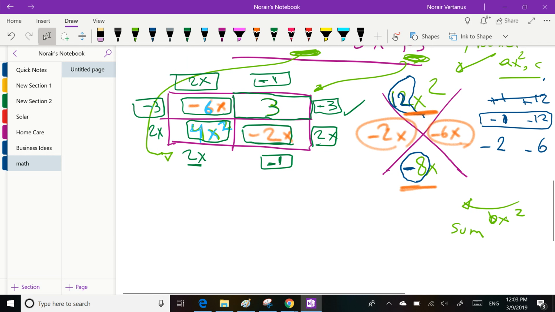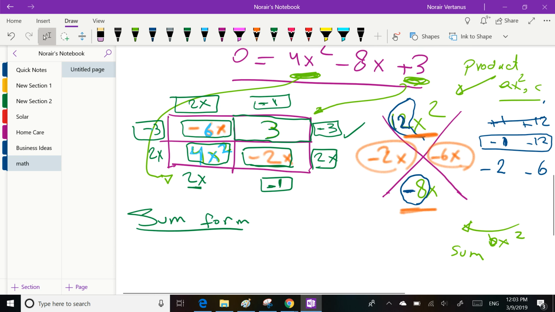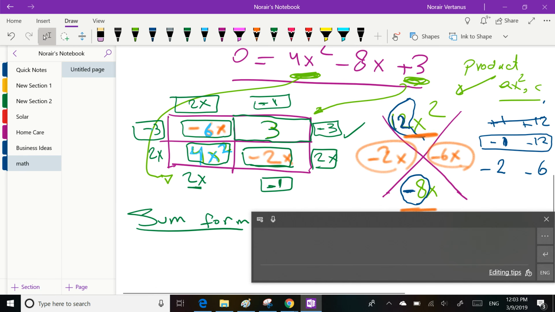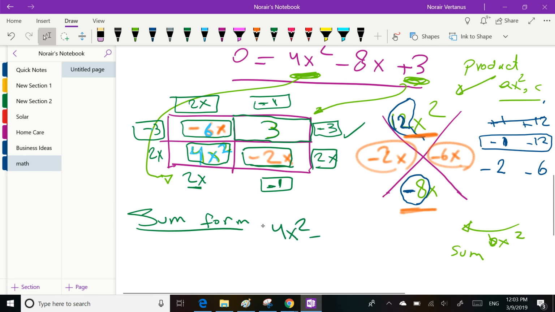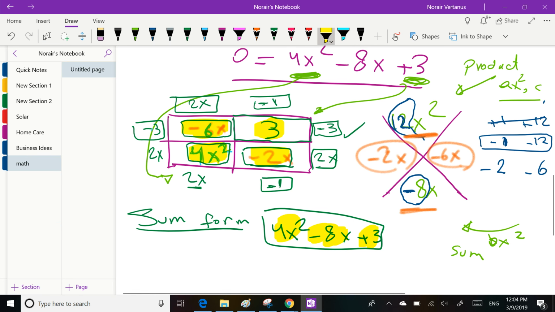I've explained it. Actually, write it in product form and sum form. If they ask you to write this in sum form, it was already in sum form before. It's right here. This is called summation form or sum form: 4x squared minus 8x plus 3. That's sum form. Why do we say sum form? Because, let me highlight this. If you add this, 4x squared is that one, minus 2x and minus 6x is the negative 8x, and plus 3, you add. That's the sum form of this area model.